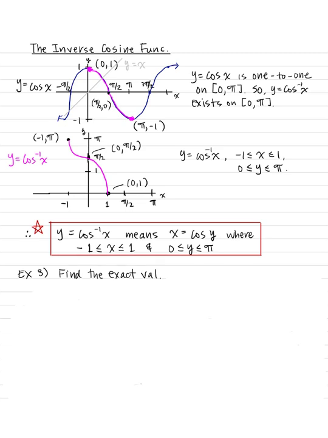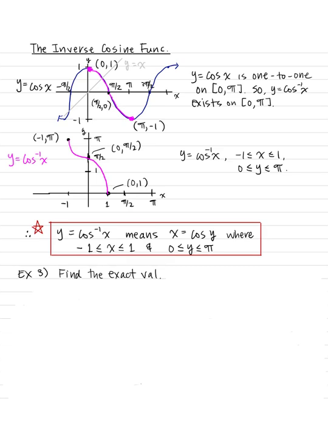You can get these points by swapping the ordered pairs, the key points I should say, for y equals cosine of x. The key points were 0, 1. So for the cosine inverse, you're going to have to plot 1, 0. And instead of pi over 2, 0, you're going to plot 0, pi over 2, and so forth. So that will be the graph. Please memorize that y equals cosine inverse of x means x equals cosine of y, where x is between -1 and 1, and y is between 0 and pi.